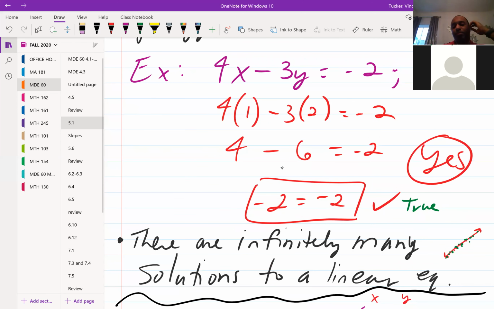And so, there are going to be infinitely many solutions to your linear equation. This is called a linear equation. There will be infinitely many solutions. It's called a linear equation because it's going to create a line when we graph it. And so every point that's on that line would represent a solution for that equation.